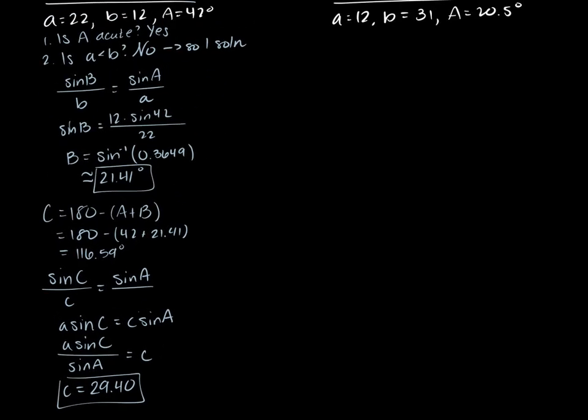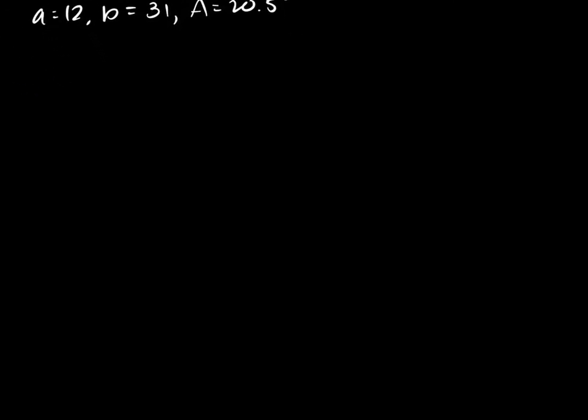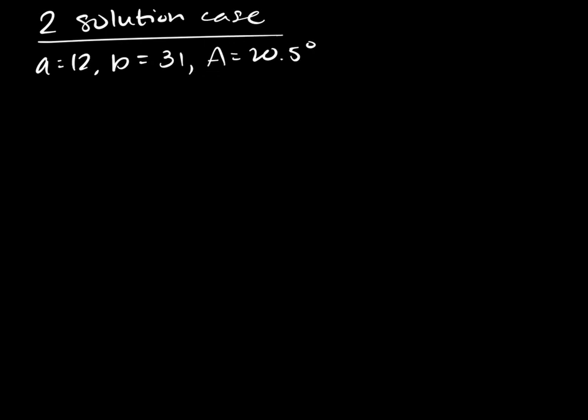Okay, so that's the easy one. Next, we're going to go to the two solution case. This one is not an easy problem. Okay, two solution case. We are given side A is equal to 12, side B is equal to 31, and angle A is 20.5.